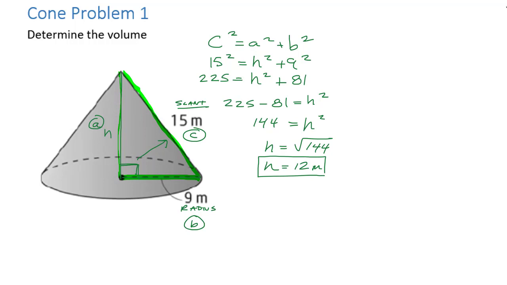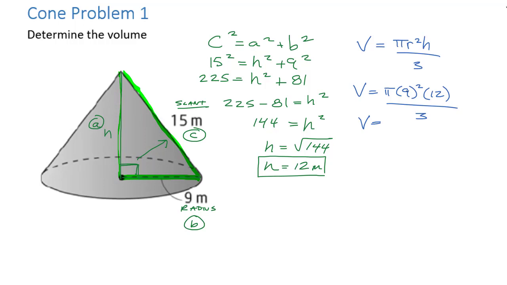So now I can find my volume, right? Volume is the area of the circle on the bottom, pi r squared times the height divided by 3. So pi times the radius, which is 9, squared, times our height, which we just found is 12, divided by 3. So this is where you've got to watch out for it. You need the height, not the slant.